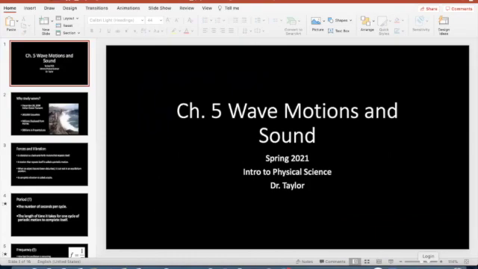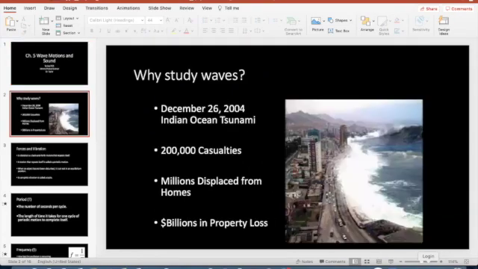All right, so chapter 5 is on wave motions and sound. The importance of studying waves is so that we can understand the environment around us, and maybe try to give people advanced warning about natural disasters that involve waves, such as earthquakes and tsunamis.